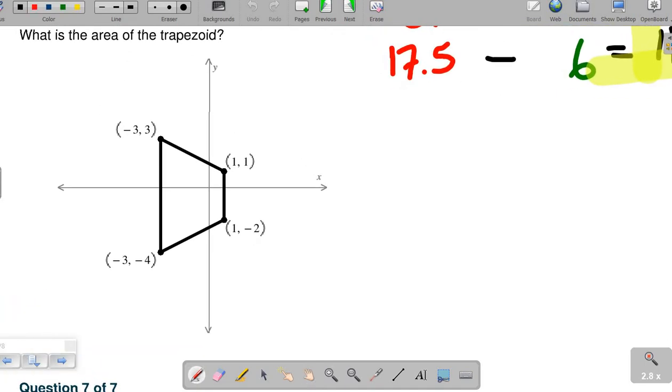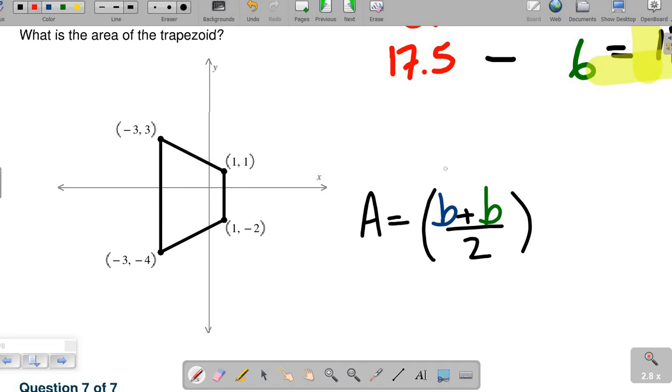Area of a trapezoid. Area equals the average of the bases times the height. Remember, bases in a trapezoid are the parallel sides. So one base is the vertical distance, and since it's vertical, you just look at the y's. The vertical distance between 3 and -4, and the vertical distance between 1 and -2. The vertical distance between 3 and -4 is 7. Vertical distance between 1 and -2 is 3.